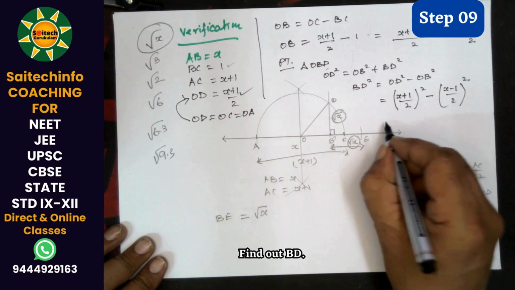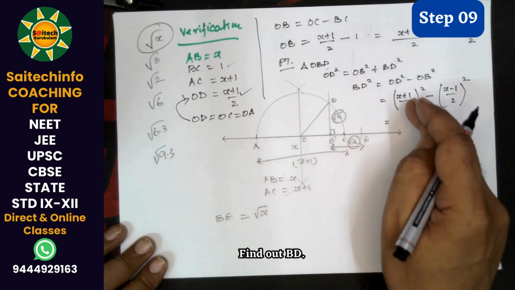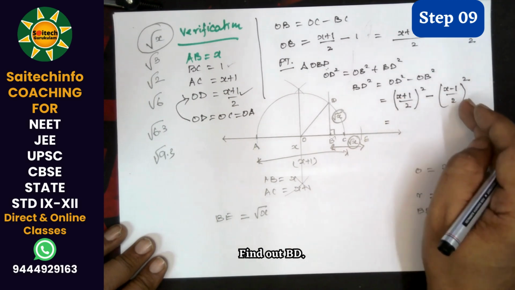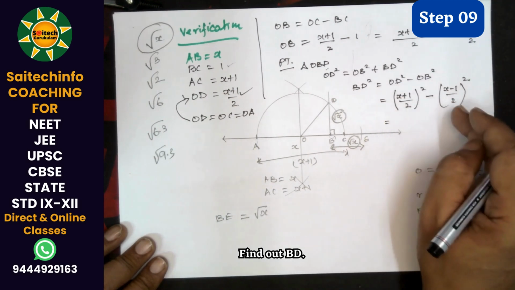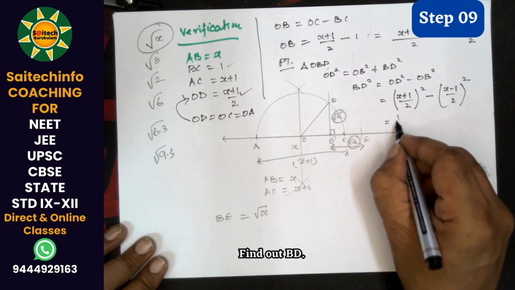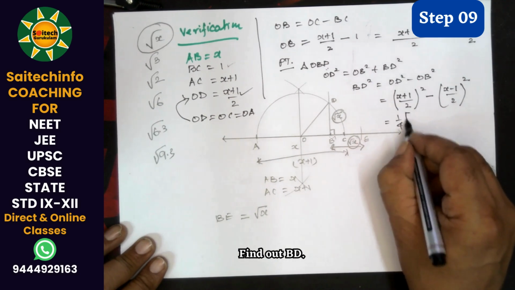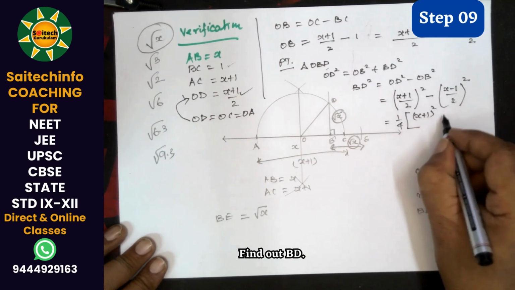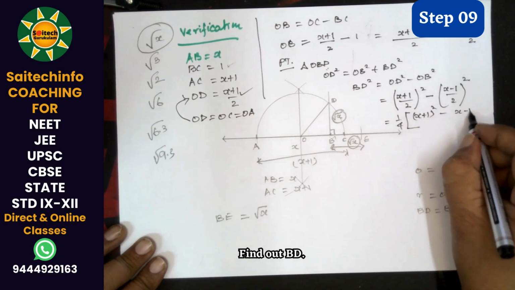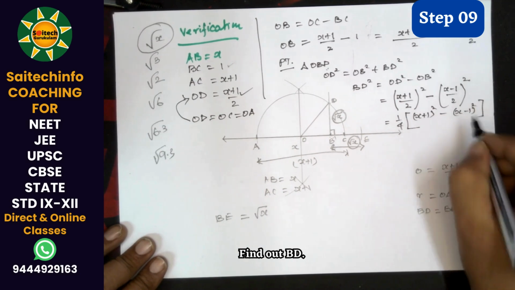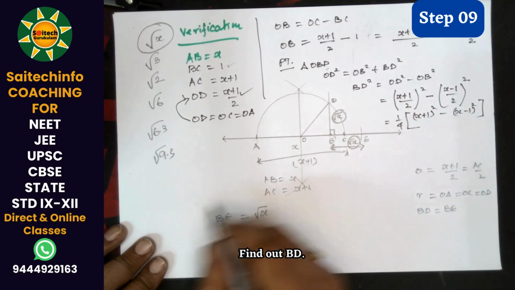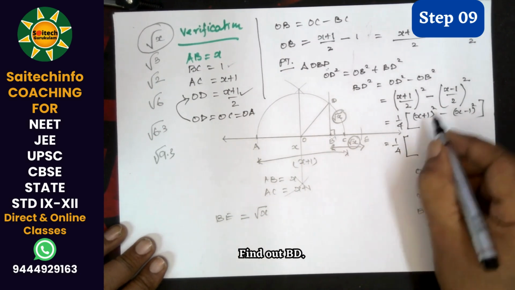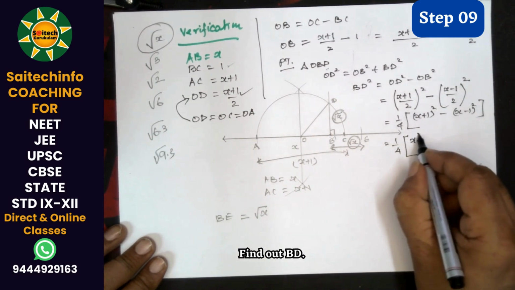So when you square, you have to consider numerator as well as denominator. So 1 by 2 whole squared is equal to 1 by 4. You can take the GCD outside. So 1 by 4 is taken outside the bracket. The remaining is simply X plus 1 whole square minus X minus 1 whole square. Any doubt? Okay.